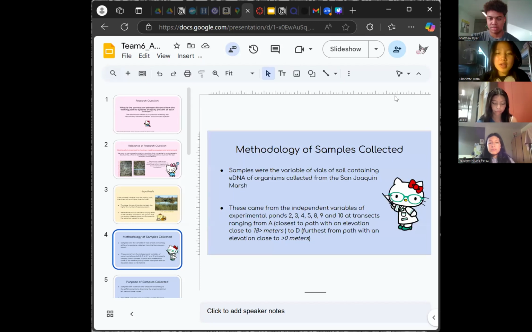The methodology of samples collected was that we used vials of soil with eDNA collected from the marsh. They came from independent variables of experimental ponds 2, 3, 4, 5, 8, and 9, and transects ranging from A, which was closest to the path with an elevation close to 18 meters, to D, which is furthest from the path with an elevation close to 0 meters.